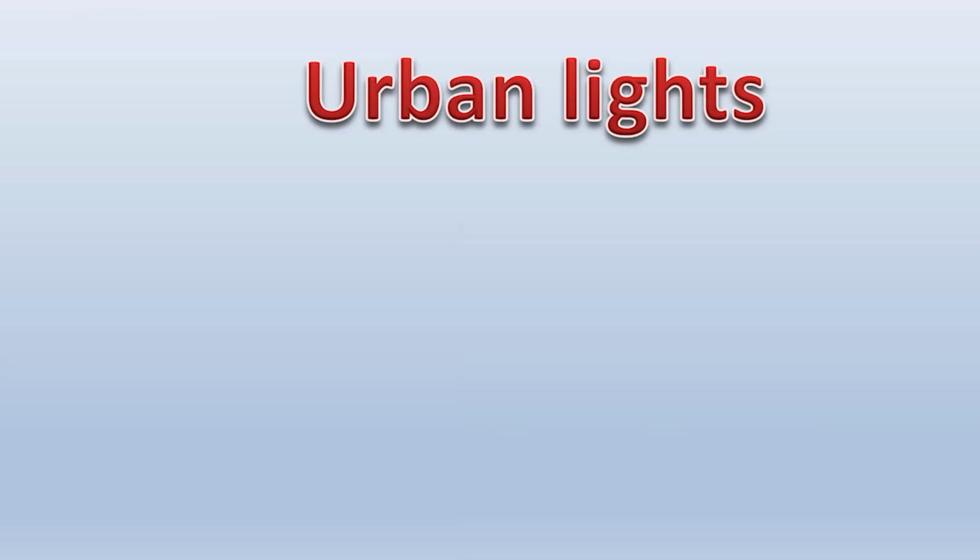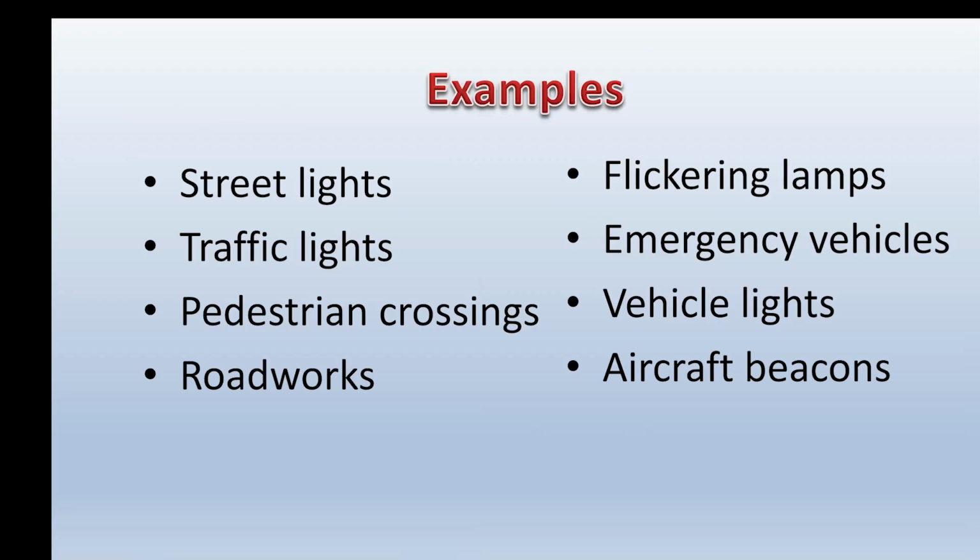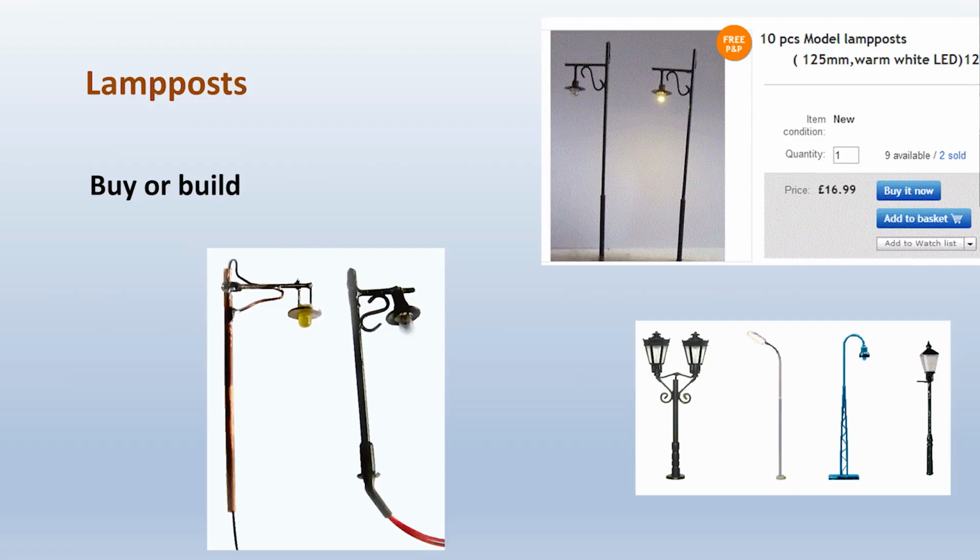Let's look at urban lights then. All kinds of examples, largely ones that are meant to be looked at, apart from maybe street lights. You can buy them relatively cheaply from China, but they tend to come, as you can see, in standard formats. If it suits you, they're very reasonable.